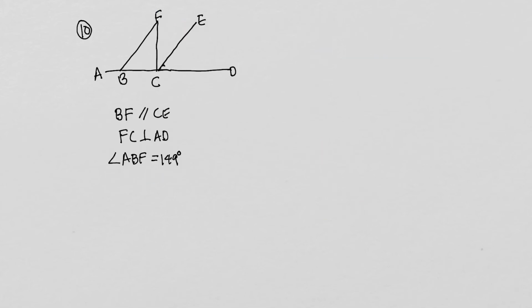Well, let's see what we can do in this problem here. Here's what we're given. Down here we're told that BF is parallel to CE. So here's BF. This little segment here is parallel to this segment. So those are parallel. And then we're given that FC, here's FC, is perpendicular to AD. So this segment here is perpendicular to this line. Now we're also told that angle ABF right here is 149 degrees.